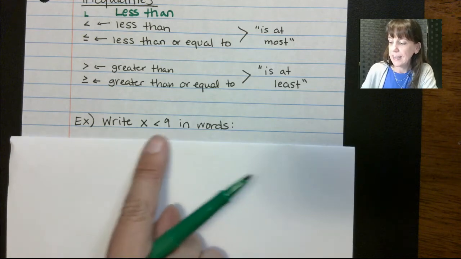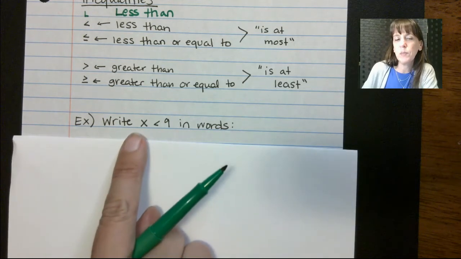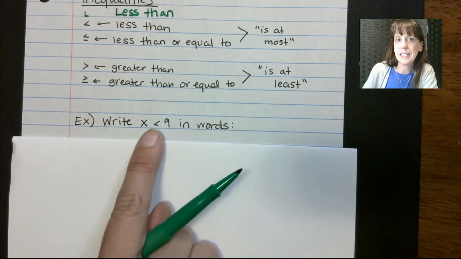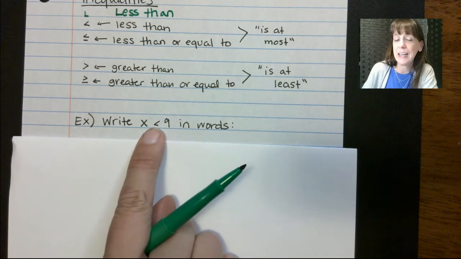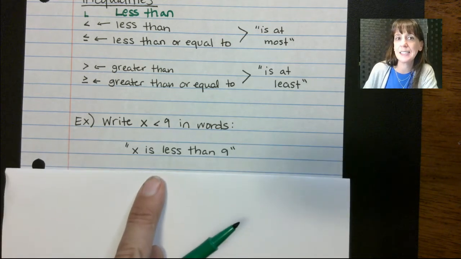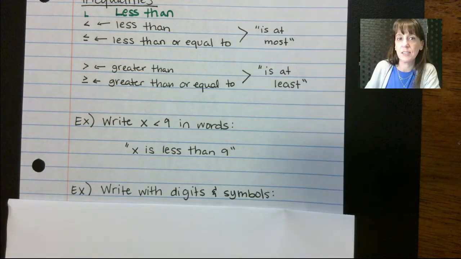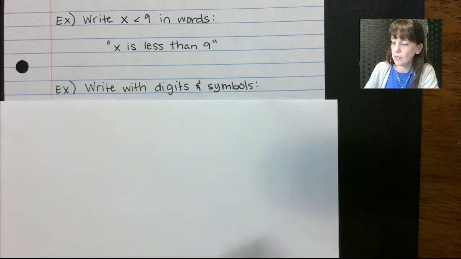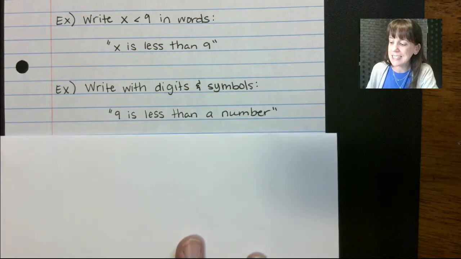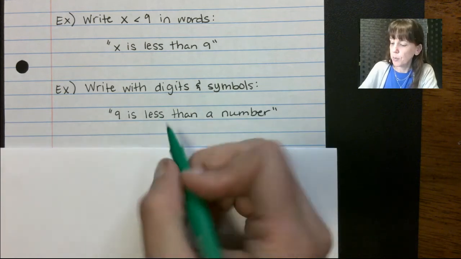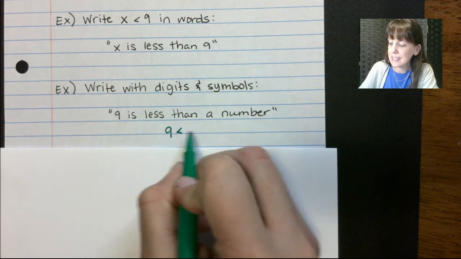Write this in words. The way that we would read this out is X is less than, because it looks like an L, 9. So X is less than 9. Write this one with digits and symbols. Okay, so this says 9 is less than a number. So 9 is less than a number.